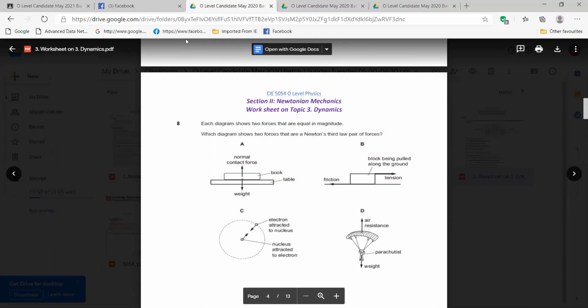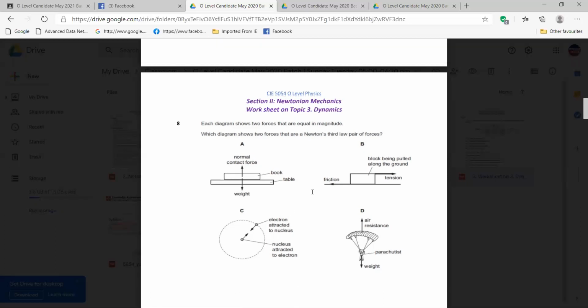So isn't the answer A? Yes, there are two objects. One is a table and another one is a book. That's why that's the answer, right? But sir, in C there are also two: one is the electron and one is the nucleus. Yes, there are two things: nucleus and electron. Okay, you got a correct point.